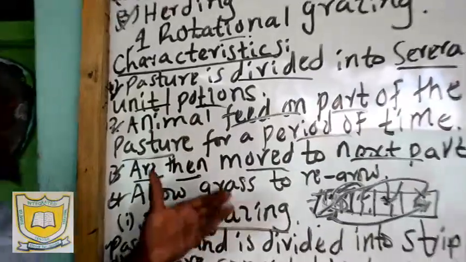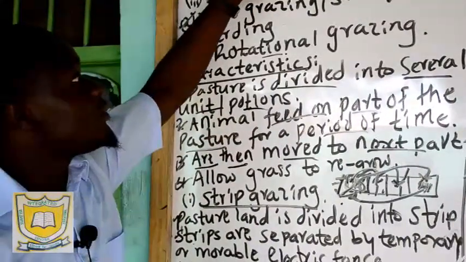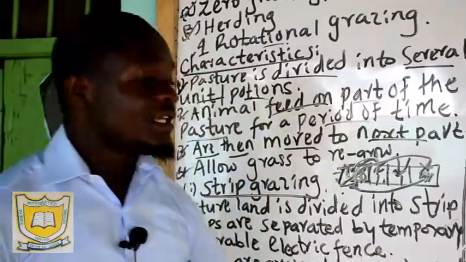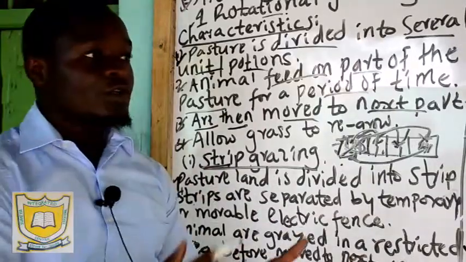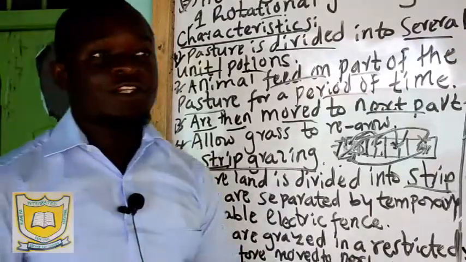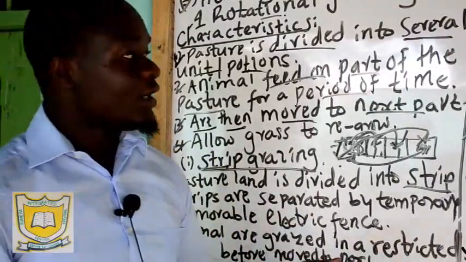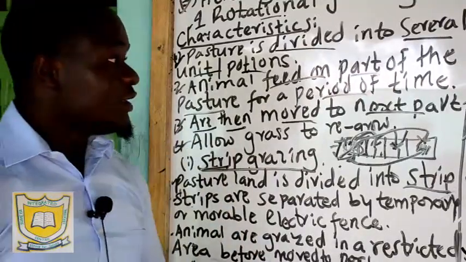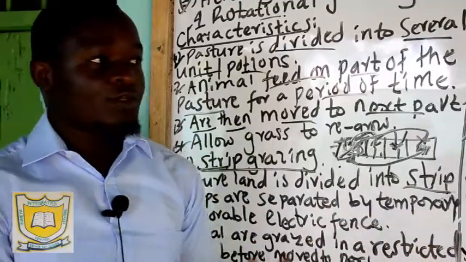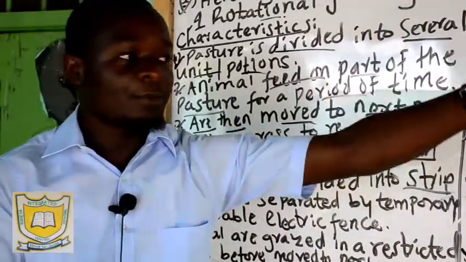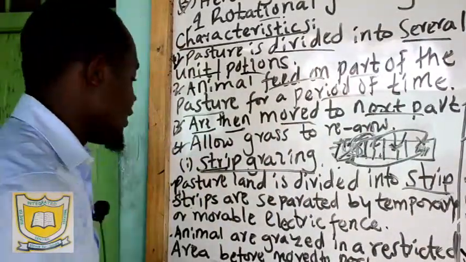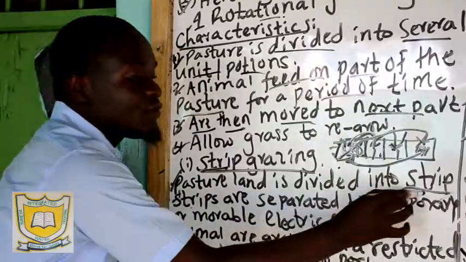Now we are going to discuss the exact examples of rotational grazing. Number one is strip grazing. From the term strip, the portion of pasture is divided into strips. These strips are divided by use of a temporary or movable electric fence. This movable electric fence enables the animals to feed on one part of the land. Then we move the fence into another area where the animals also feed on that new land. The pasture land is divided into strips.